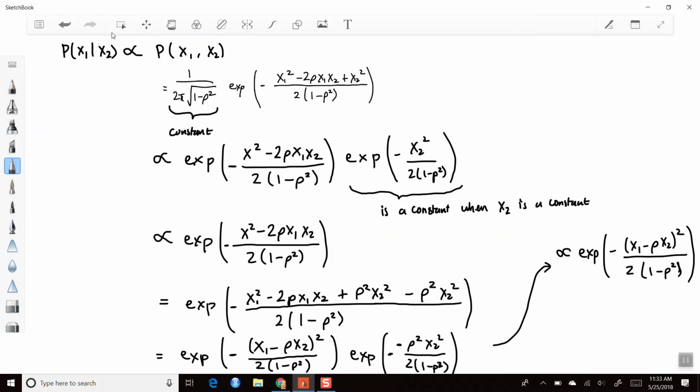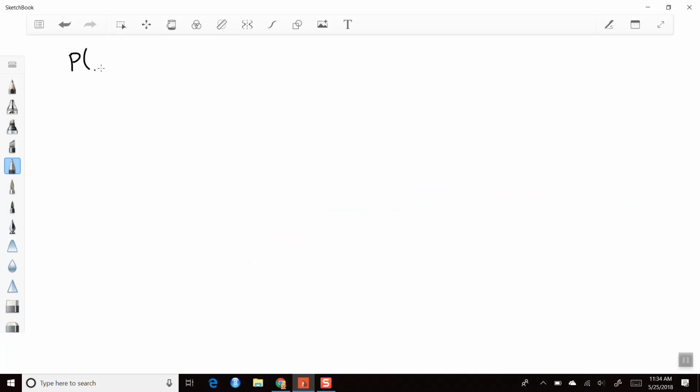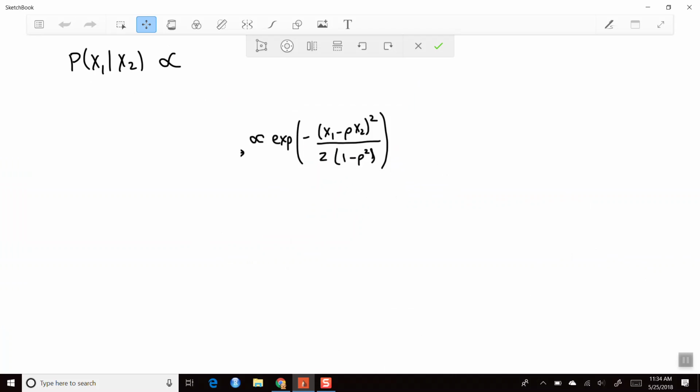All right. Is all the math I've done so far okay? And we're okay with factoring this out and throwing it away because it's a constant, because we're treating x2 as a constant throughout, right? We treat x2 as a constant because it is. X2 is set to the value x2 at time t minus 1. So we have x1 given x2 is proportional to this thing right here.